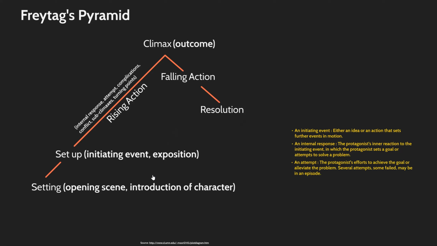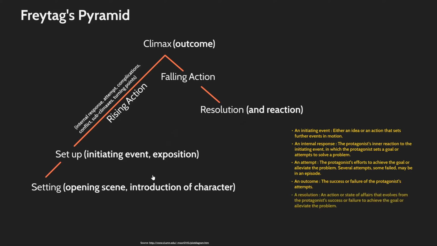Now we get to the climax, and this is where we are coming to the outcome. An outcome is the success or failure of the protagonist's attempts. Now, as we go into that falling action, this is where, if we're coming off of a potential success or a failure, we're going to see that change happen, moving us into the resolution and the reaction.